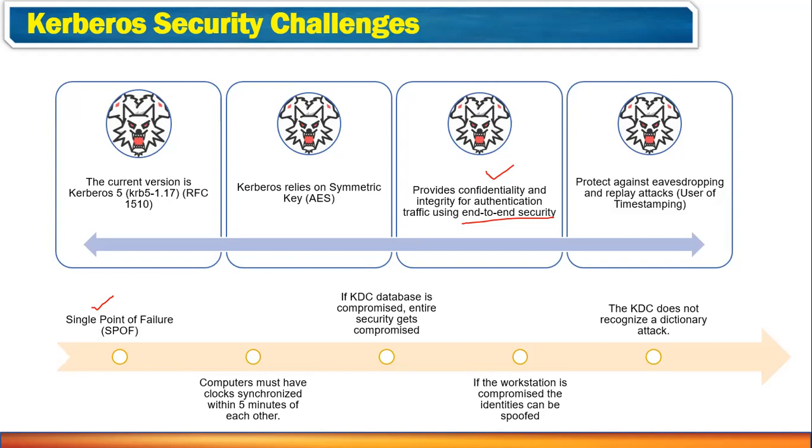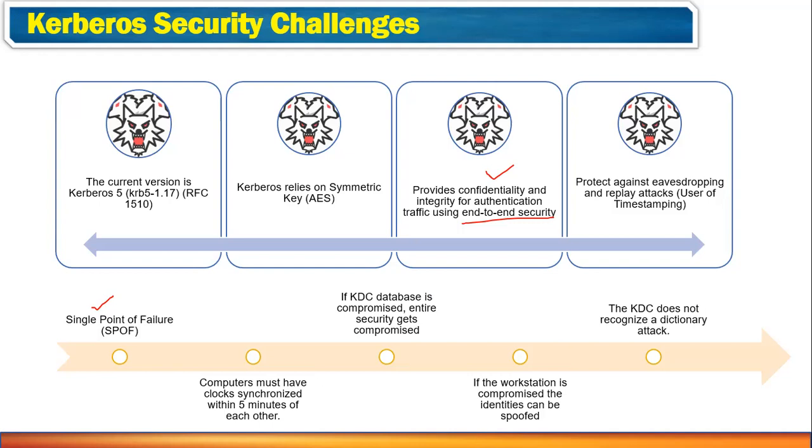If the KDC database is compromised, for example, your Active Directory is compromised, then the entire thing is gone because the attacker now has the complete key to the kingdom. That is because every credential is there. That is the reason why we should never be exposing our Active Directory. Maybe putting your Active Directory in a DMZ may be a very bad idea.